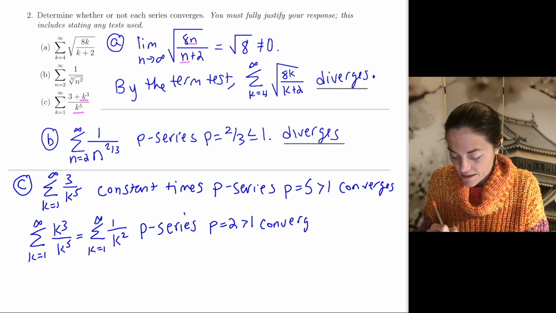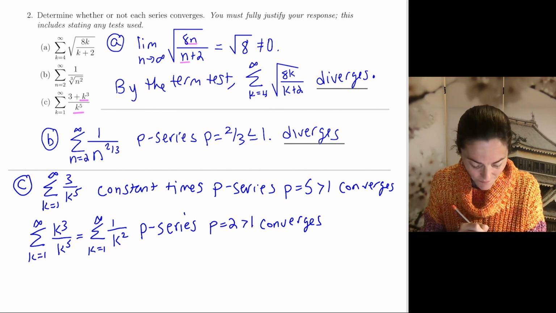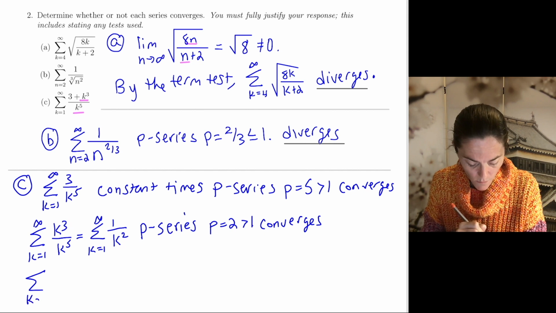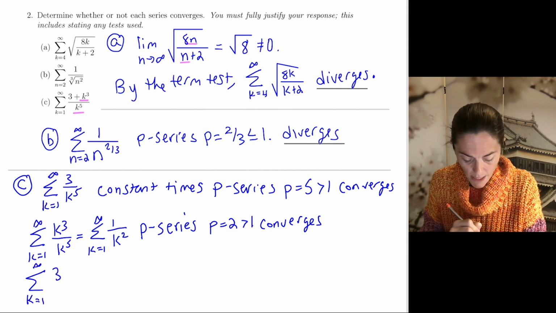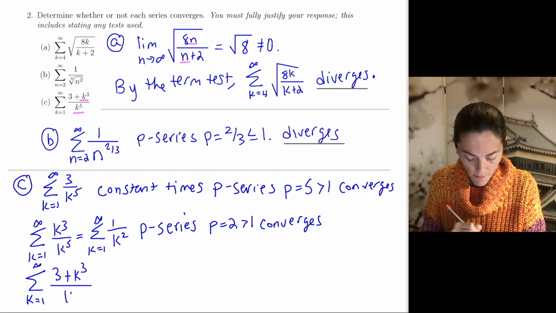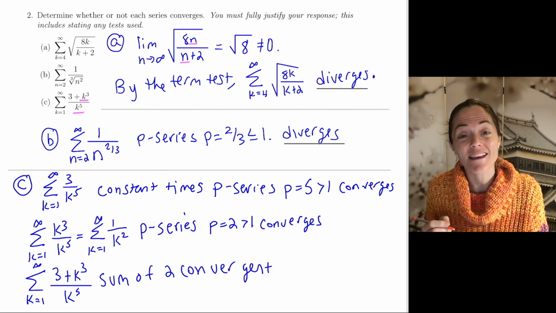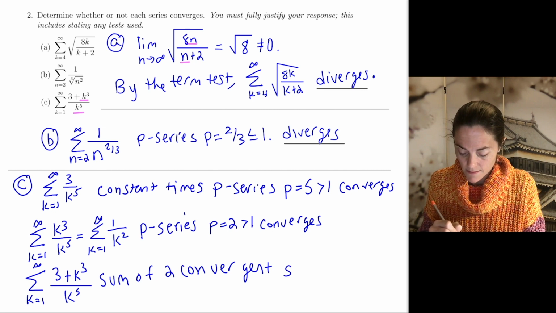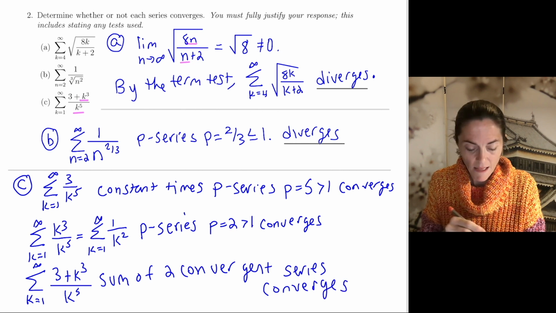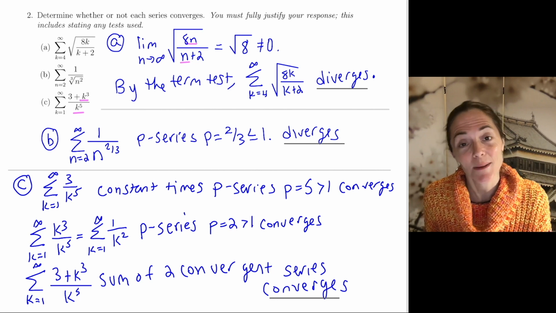Now, my actual series is the sum of two convergent series. Let me write this. k equals 1 to infinity of 3 plus k cubed divided by k to the 5th. This is a sum of two convergent series, and this will converge. This was one of our properties of convergent series. And so letter 2C, this converges. It's a sum of two convergent p-series, in fact.